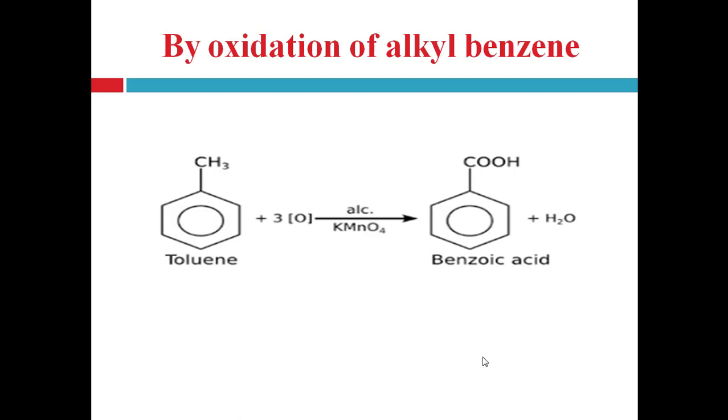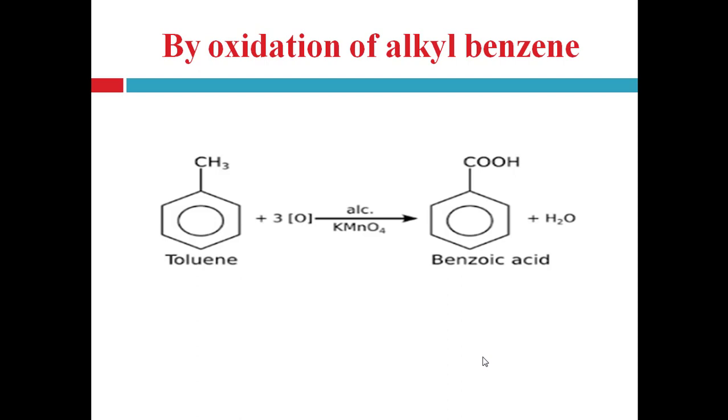Then, by oxidation of alkyl benzene. Alkyl benzene means a benzene ring having an alkyl group, right? It may be methyl, ethyl, propyl, right? And you get the corresponding aromatic acid. Here the example of toluene is taken, right? Here toluene is oxidized in the presence of alcoholic potassium permanganate, right? And converted into benzoic acid with loss of a water molecule.